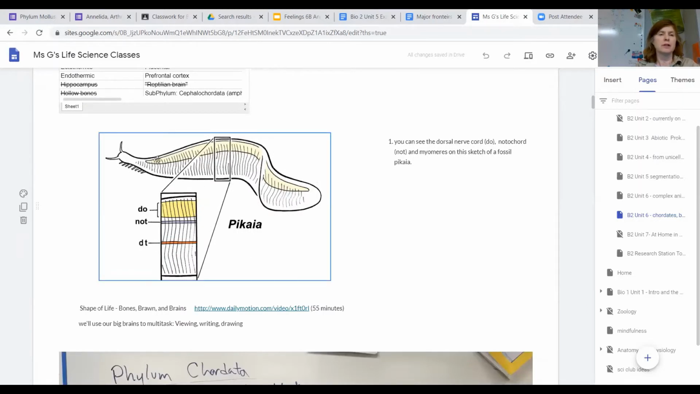Looking at the fossil impression of Pikaia, from however many fossils of it they have, they notice that there appears to be some structure along its dorsal aspect, and there's enough detail that they recognize these different components. The NOT stands for the notochord, and I wanted to talk briefly about a notochord.